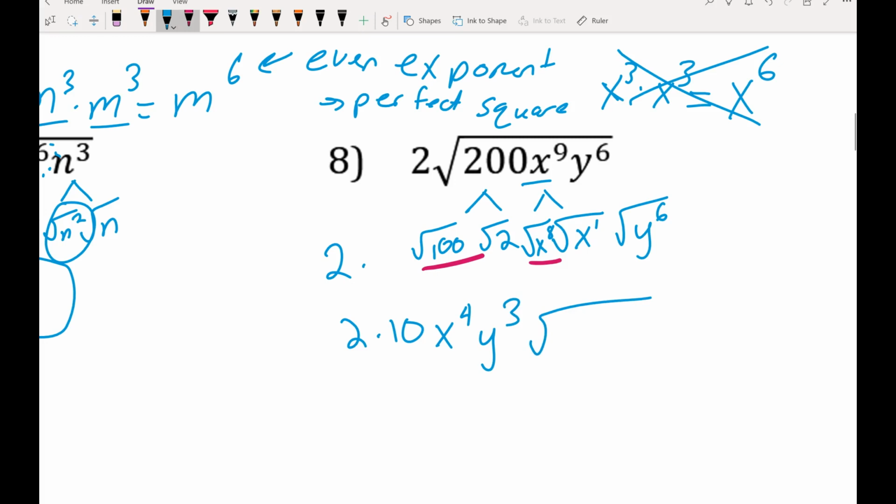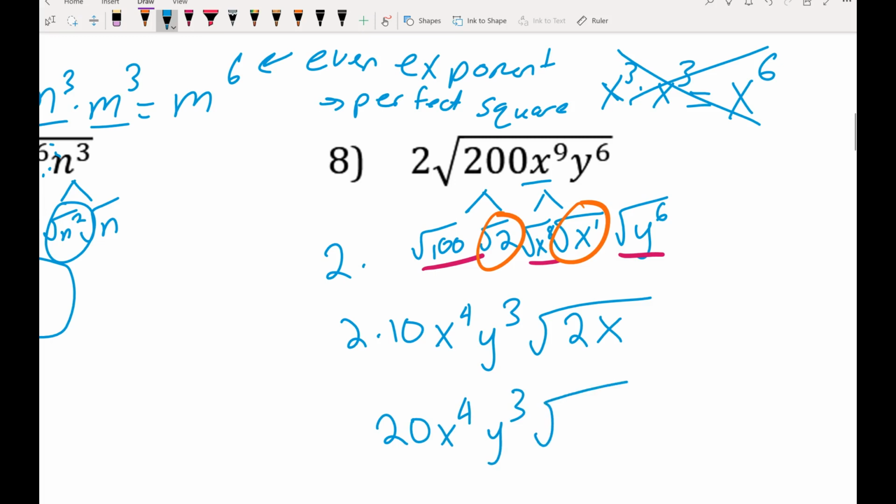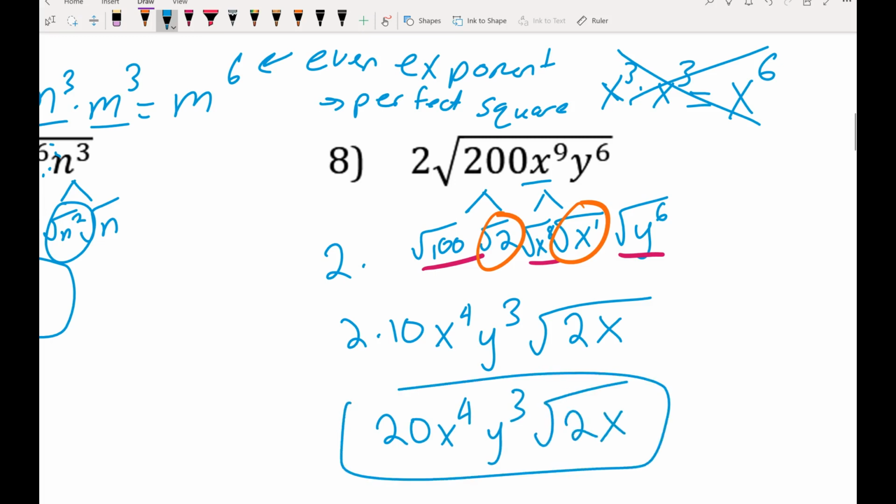So I look at everything I simplified already. So I took care of that radical, and that radical. But I have this radical 2 and this radical x to the 1st still hanging out. So I could just pop them both under the same radical. When I multiply my coefficients, I get 20 x to the 4th, y to the 3rd, radical 2x.